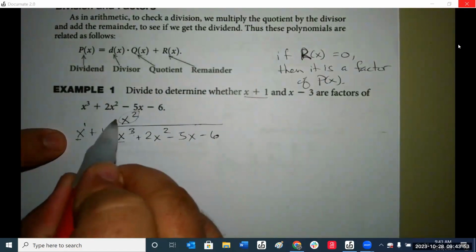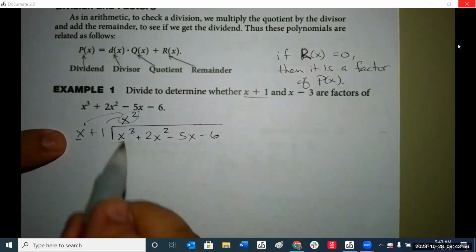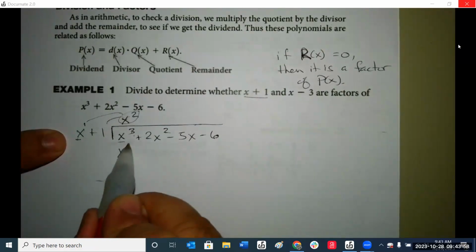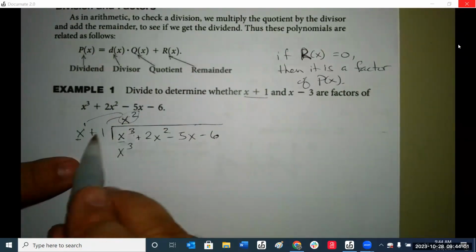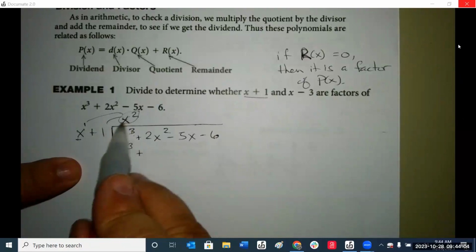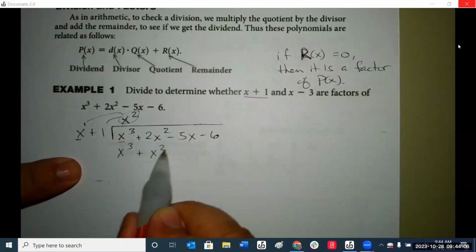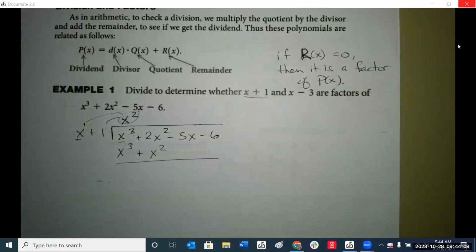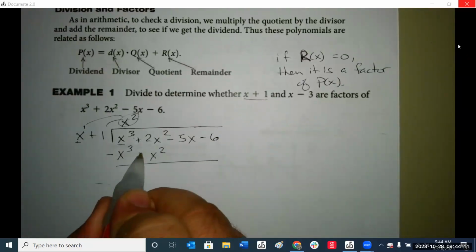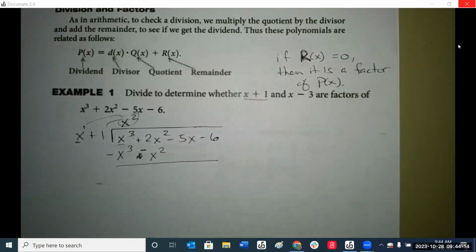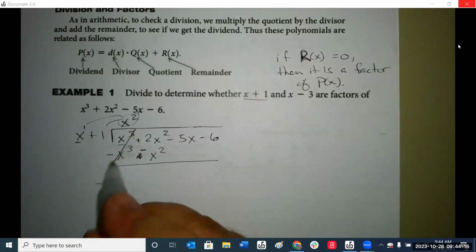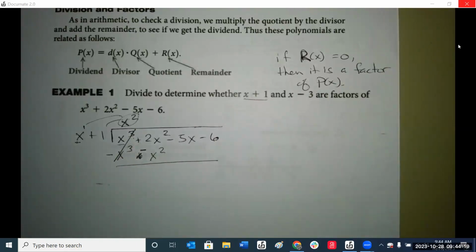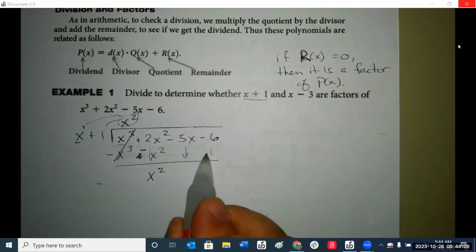Now, take this number and multiply both of those. X squared times x is x cubed. Positive times positive is positive. X squared times 1 is x squared. Change their signs and add. This first term should always cancel. If it doesn't, then you did something wrong. So 2x squared minus 1x squared is x squared, and bring everything else down.